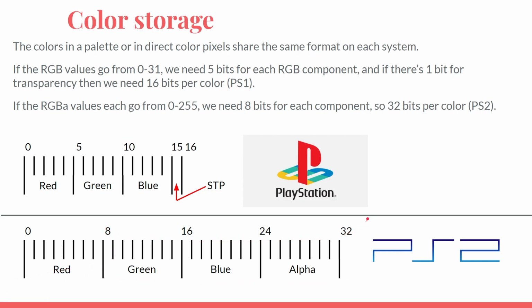On PS2, direct color pixels or colors in a color palette have this format. It's stored as 4 bytes, with the first byte being red, the next byte being green, the byte after that being blue, and then the next byte being the alpha.